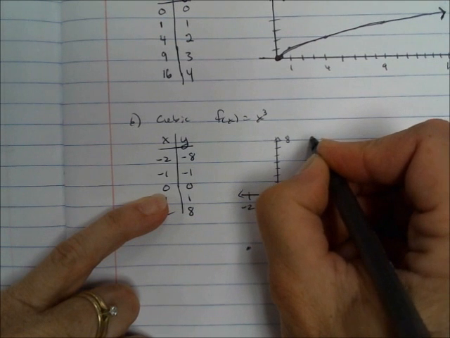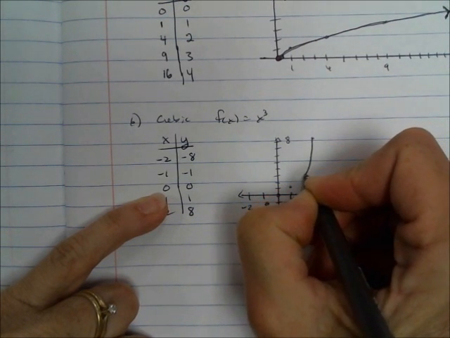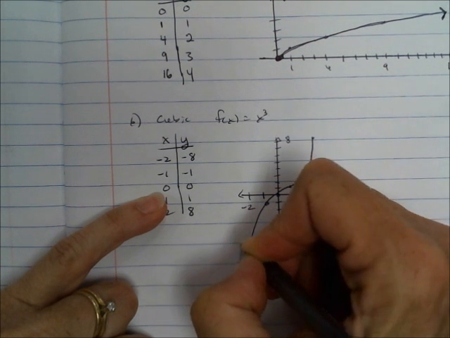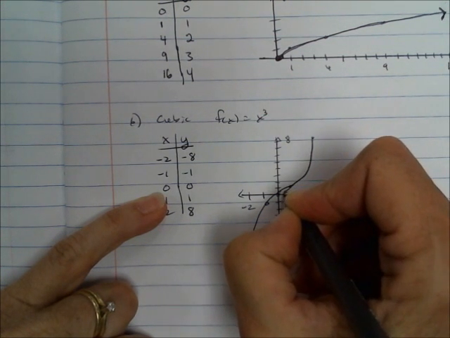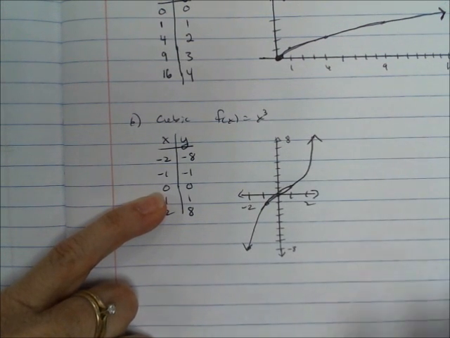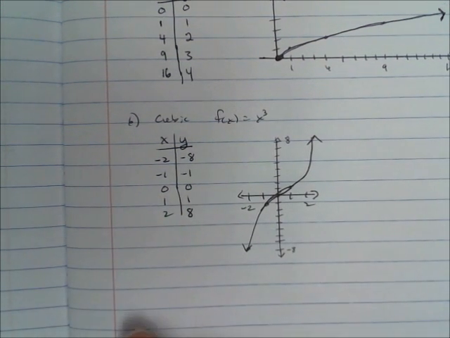And this cubic curve is kind of an S-shaped curve, like this. Whoops, I should have gone through the origin better than I did. Put arrows on both ends because it goes up and down forever. Domain and range are both all real numbers.